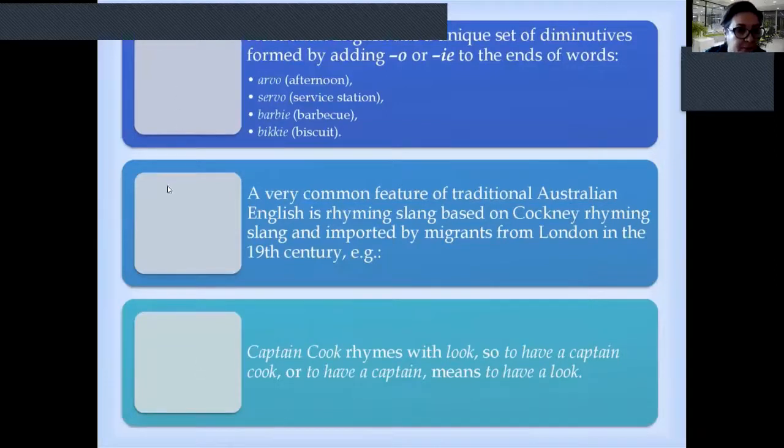Unfortunately, the picture isn't seen. I don't know why, but anyway, there are some examples. You can see the differences between, for example, rhymes with look, cook. For example, "I have a captain" means to have a look. So this Captain Cook rhymes with look. So to have a Captain Cook or to have a captain means to have a look.